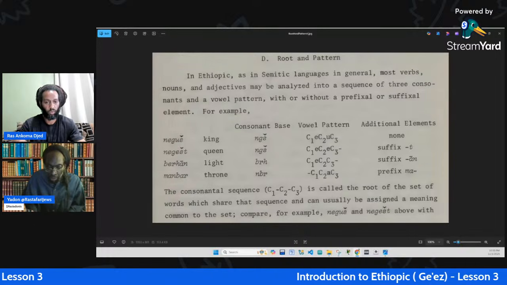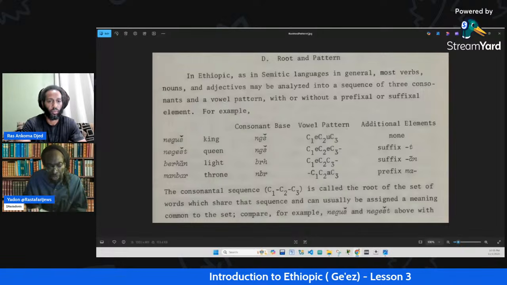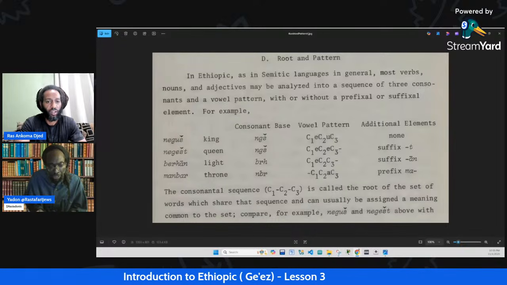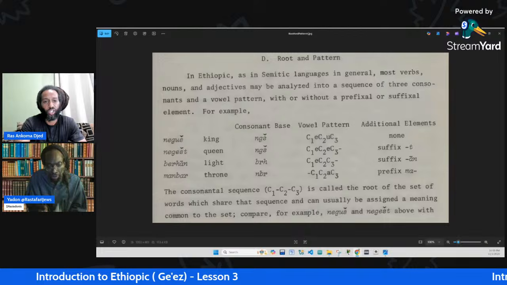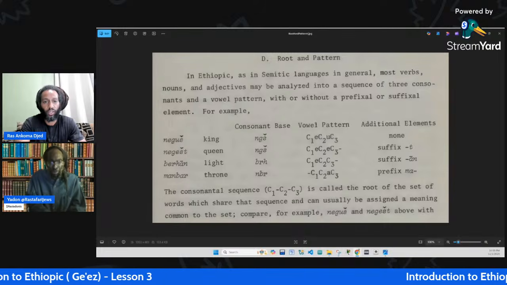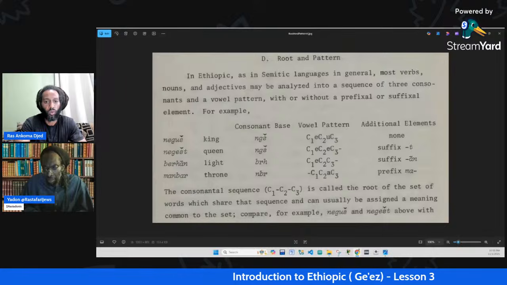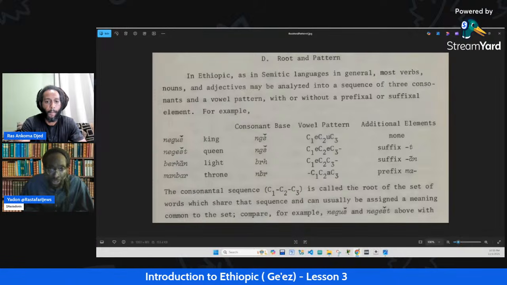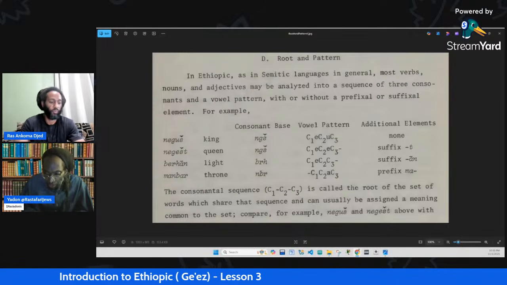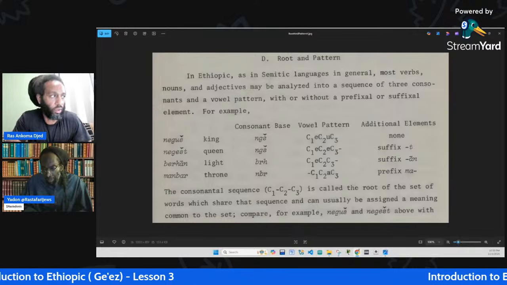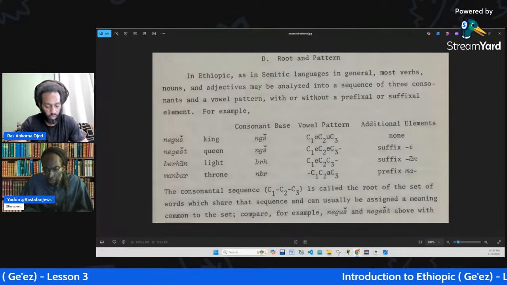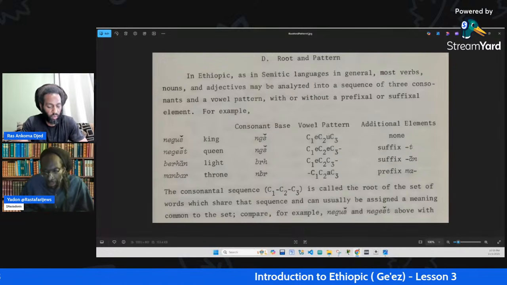This is from what's the book again? The cover's off again. I want to just get the right reference. Introduction to Classical Ethiopic by Thomas Lambdin. That's the reference here. So the D section you see on the screen right there is root and pattern. So just to go over some of the basics of the root and the pattern in Ethiopic.